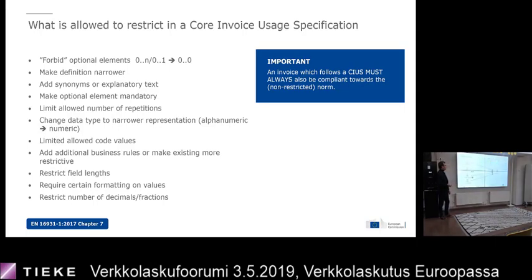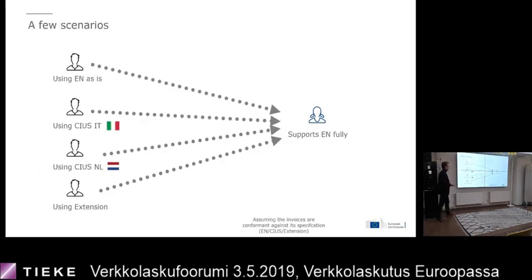So let's now take an example. We have a receiver here who has implemented the core invoice in full, or in general, as we read before. And then we have 4 suppliers. One is implementing the EN as is. One is using the Italian CIUS. One is using a CIUS from the Netherlands. And this last guy is using extensions, added business terms. Perhaps he has a trading relationship with another industry where he puts a lot of extra data elements in the invoice. He wants to use that also when sending invoices to this guy over here.